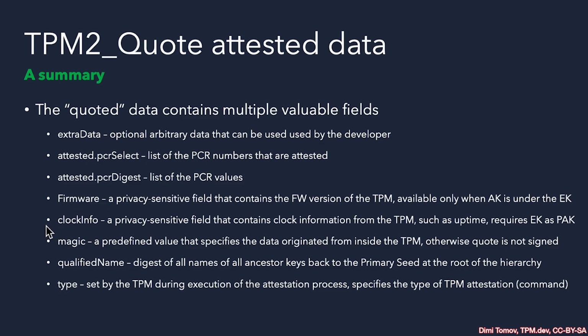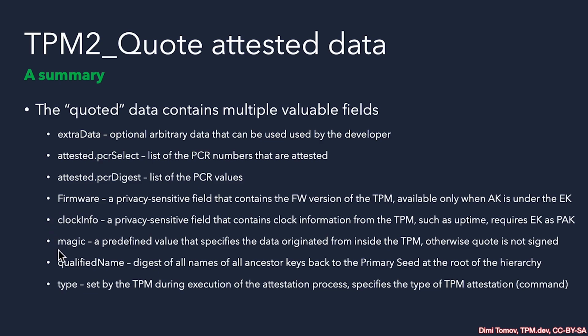Clock info is a very interesting field because it is privacy sensitive. Unless we're using an AK child signing key under the EK, it will be obfuscated, so we wouldn't be able to actually determine the values in this structure, and we wouldn't be able to say what the uptime of the TPM is. If we use an AK under the EK, then this will be human readable and we can determine how many milliseconds the TPM was up, and so on and so on.